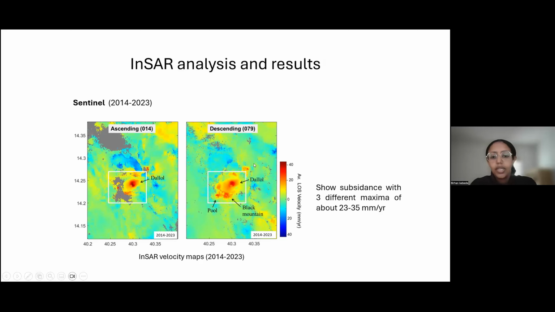But in the descending track, you can see more than one subsidence structure that are concentric, corresponding to the Dallol area, Black Mountain, and Bubbling Pool. So these subsidence structures show different subsidence rates, where the maximum is at the center of Dallol, that is 35 millimeter per year.